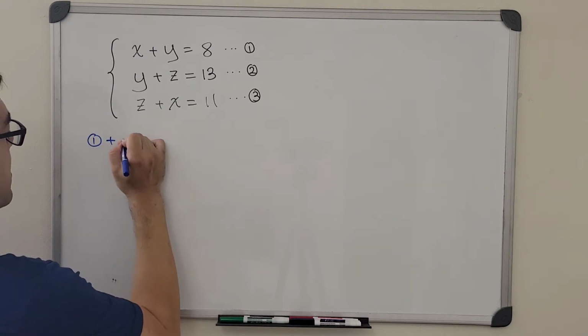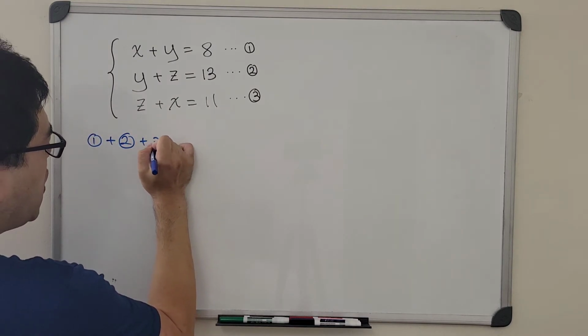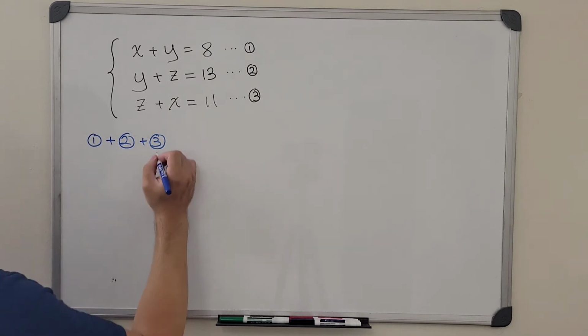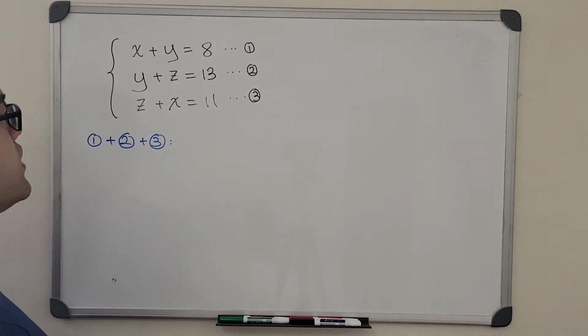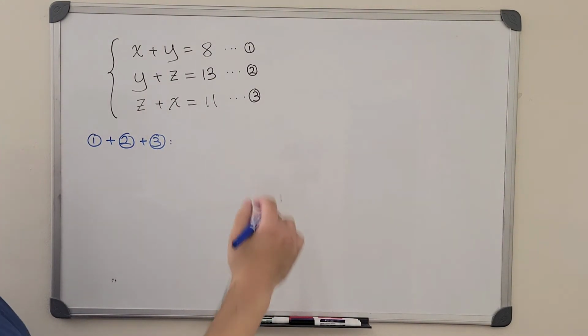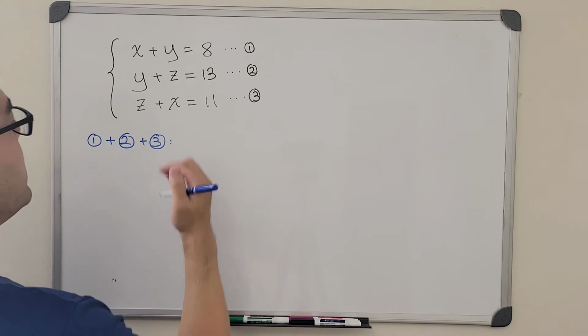The third method that we're using, or the third way of solving this problem, is similar to the second one, but we're going to do something even crazier. We're going to add all the equations together. So let's see what happens.